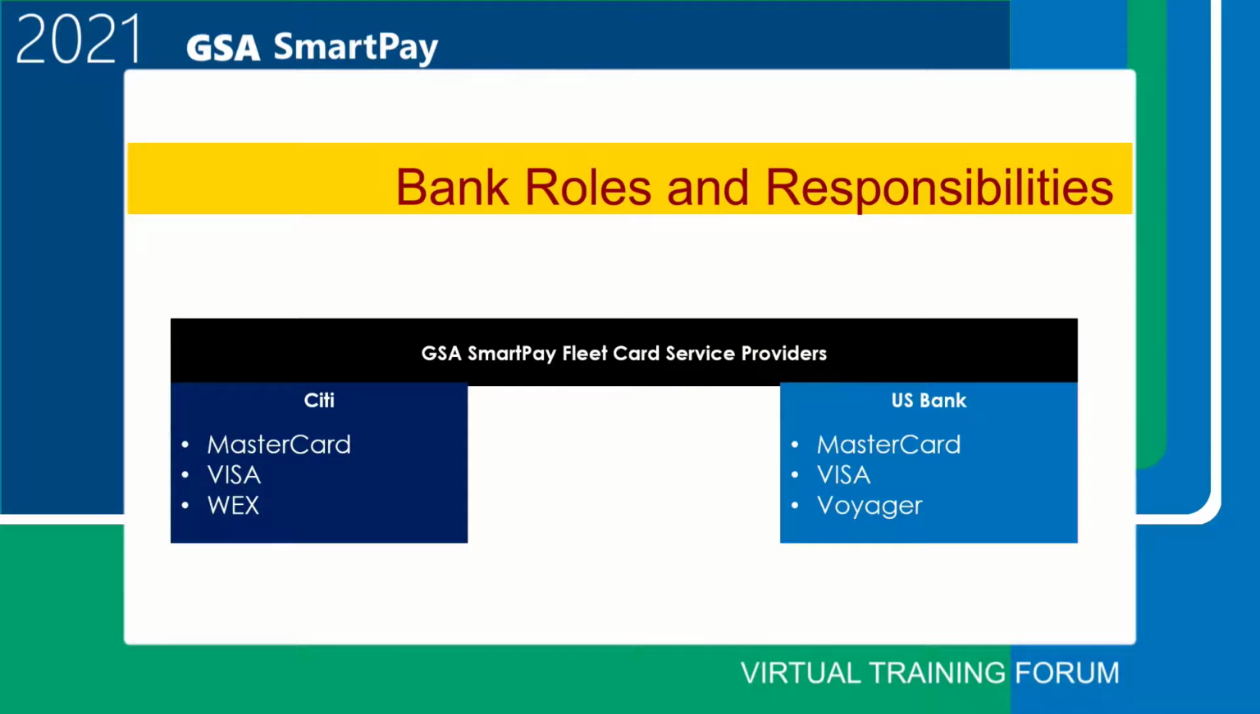All right, so bank roles and responsibilities. We mentioned the two providers before. Citibank offers MasterCard, Visa, and WEX. Again, we saw the benefits of a true fleet card like WEX versus Visa, MasterCard. US Bank offers Visa, MasterCard as well, and then also the Voyager solution.